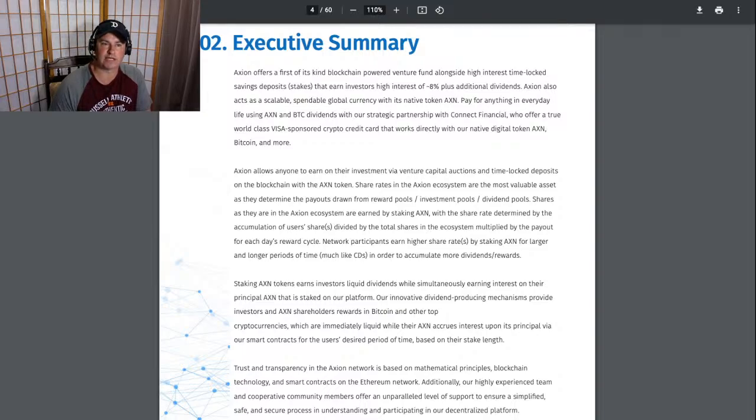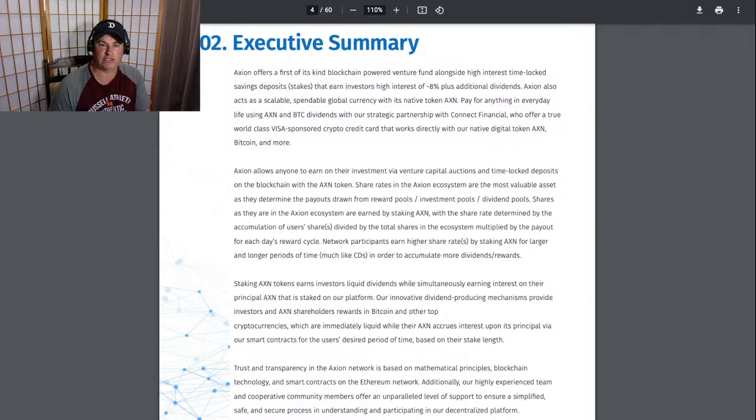Axion also acts as a scalable, spendable global currency with its native token Axion, which is AXN on the crypto exchanges. Pay for anything in everyday life using Axion and Bitcoin dividends with our strategic partnership with Connect Financial, who offer a true world-class Visa-sponsored crypto credit card that works directly with our native digital token Axion, Bitcoin, and more. And that's coming out very soon. So if you're watching this now, you're very much at the early times. This is very exciting. Axion allows anyone to earn on their investment via venture capital auctions, which is one of our 2 special auctions, and time-locked deposits on blockchain with Axion token.